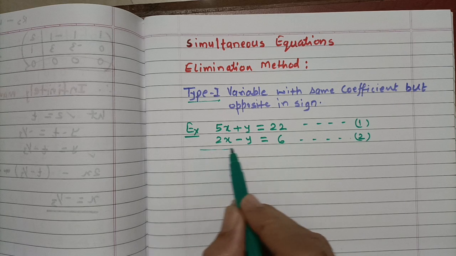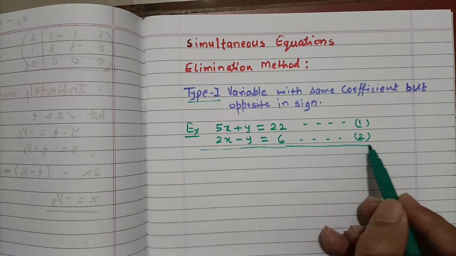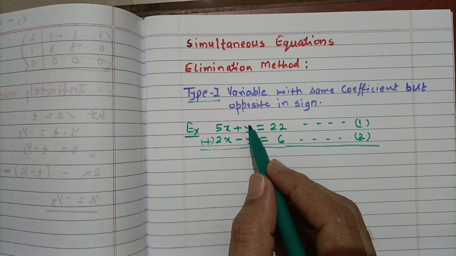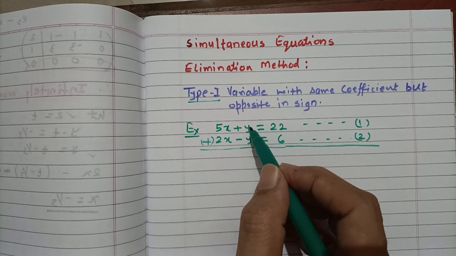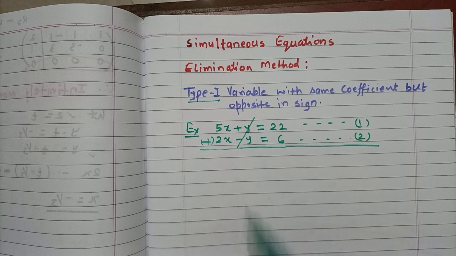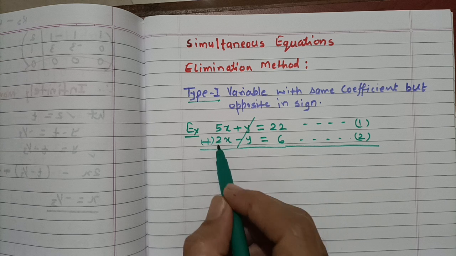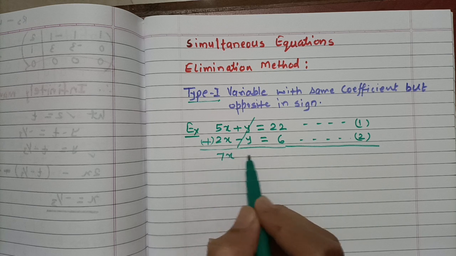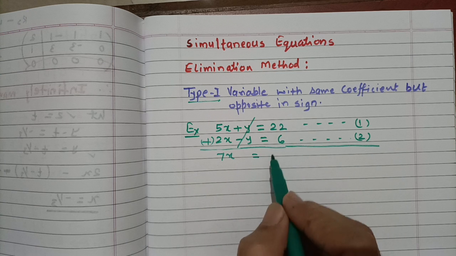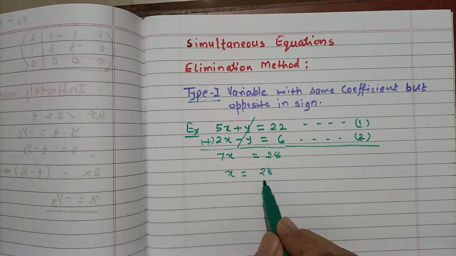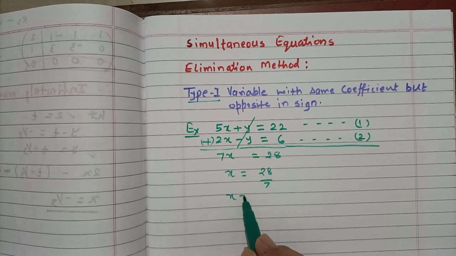If we add both the equations, since they have opposite signs and the same coefficient, they will cancel out. And 5x plus 2x is equal to 7x, and the right side is equal to 28. Now the value of x is 28 by 7, so x is equal to 4.